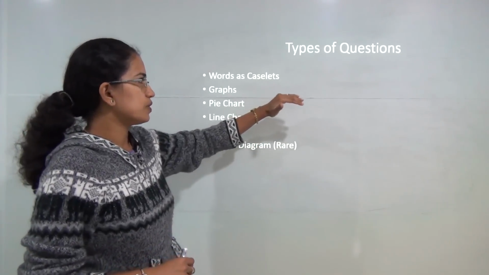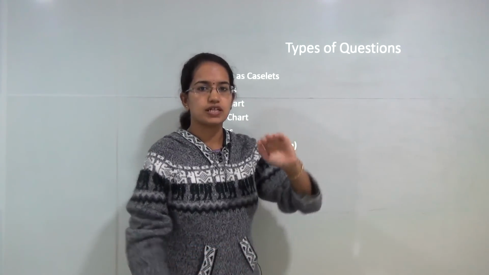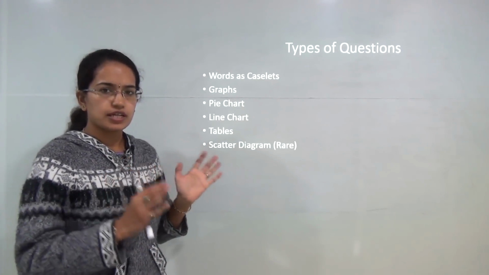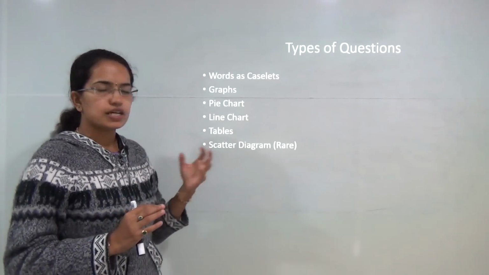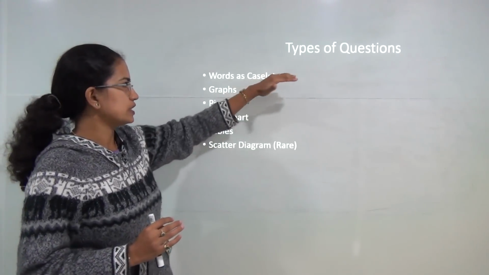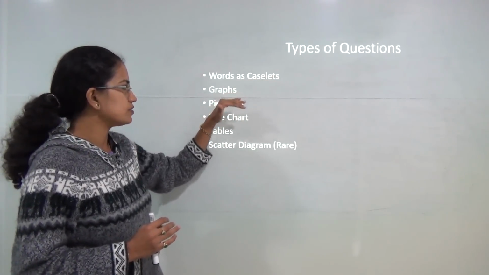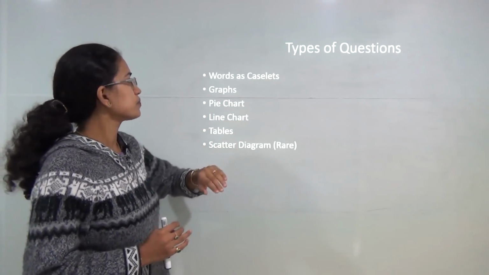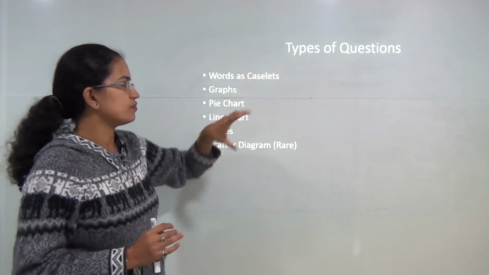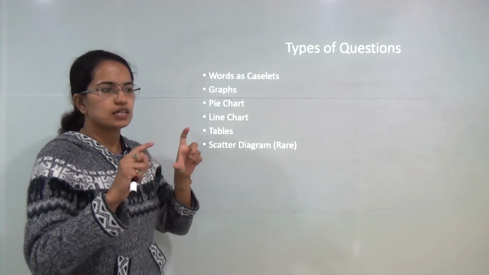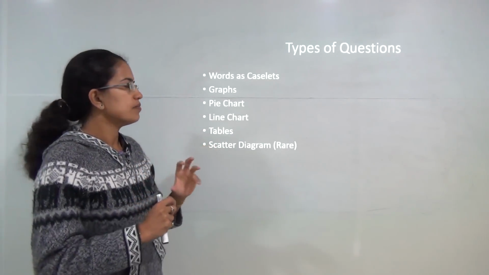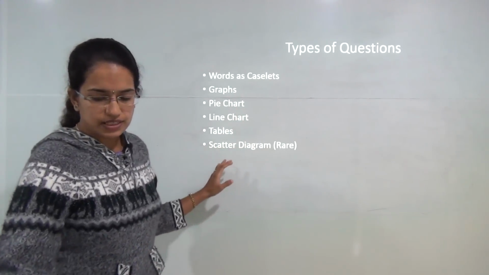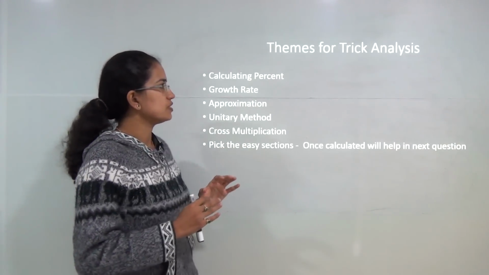So what we'll do today is understand the type of questions, and the basic techniques we need to apply for data interpretation, and then work around some shortcuts. The questions are basically either in the form of graphs, pie charts, line charts, tables, and rarely in the form of scatter diagrams. Sometimes the questions are also asked as caselets, that means small passages are given based on which you have to analyze the data.